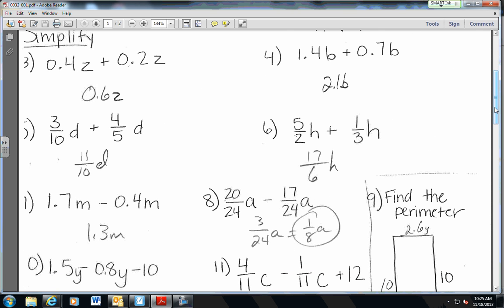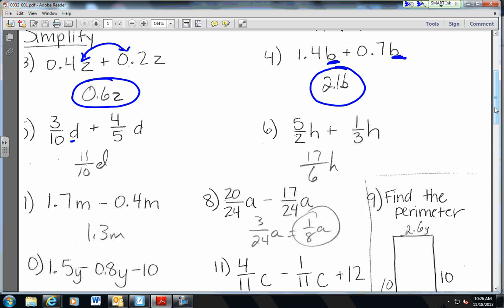We look at the next group of questions here. Number three, you see the answer there. These are like terms, 0.4z plus 0.2z, so you just add them together. 0.4 plus 0.2 is 0.6, and make sure that you put the z with it. Number four, again, we have like terms because they both have the variable b attached to it. So 1.4 plus 0.7 is 2.1b.